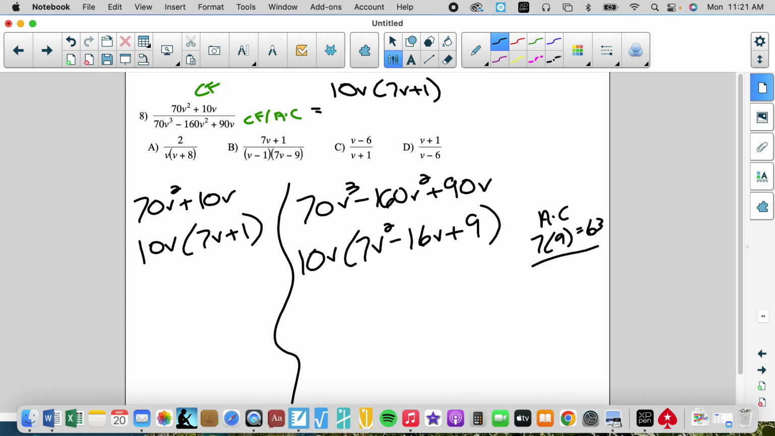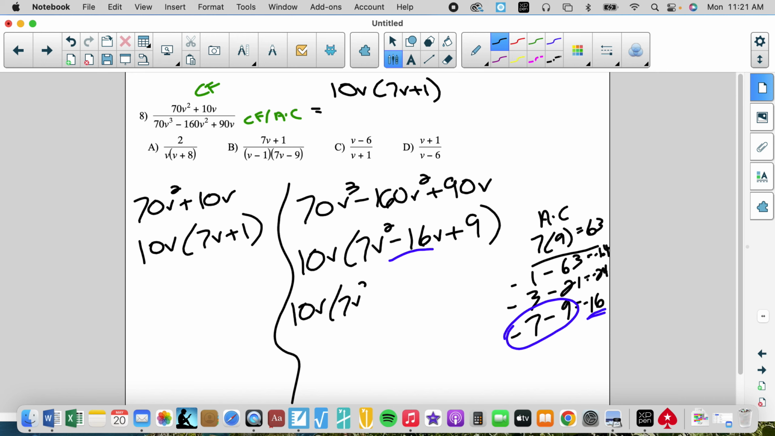That gives me 63. 1 and 63, 2 no, 3 and 21, 4 no, 5 no, 6 no, 7 yes, 7 and 9. Signs are the same, both are negative. That's negative 16, that's negative 7 and negative 9. My middle is going to be this, so I'm going to use those two values. That becomes 10v times the quantity 7v squared minus 7v minus 9v plus 9.